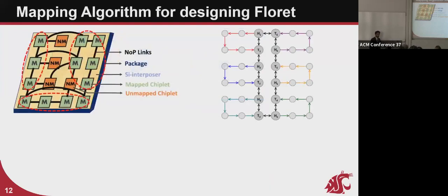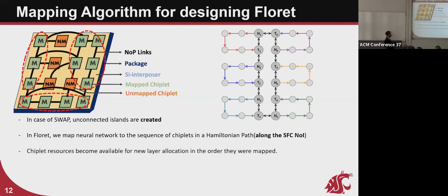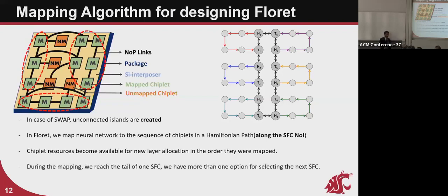Here I can give an example from last year's CASES paper, which is SWAP, where obviously when we are mapping something at runtime, we were not optimized for it before. Here we can see that we have unconnected islands which are created. The left one is an example of SWAP, and the right one is the Floret architecture, which I'll go over one by one, covering the similarities and differences. In the case of SWAP, we have unconnected islands. The reason is we are trying to map greedily. We want to have the smallest possible path between each of these communicating chiplets.